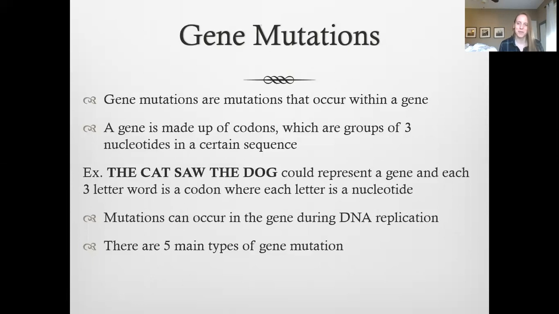And again, we're going to talk more about this later on in this unit. But for now, what you need to know is that each gene is made up of codons, which are groups of 3 nucleotides in a specific sequence. So in this example, the sentence, the cat saw the dog, represents the gene, and each 3-letter word is a codon. And then each letter is a nucleotide because codons are made up of 3 nucleotides.